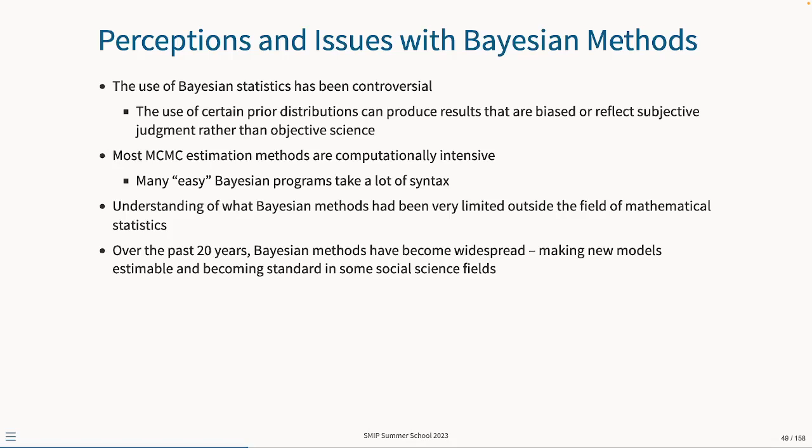So every iteration we are sampling 3,120 parameters, right? That's very computationally intense. And not only that, many of the easy Bayesian programs, so if you're not rolling your own Bayesian, like if you're not building your own from scratch, like you use Stan, right? Stan takes a lot of syntax. You have to phrase a model, you have to phrase the parameters, you have to phrase the priors, you have to phrase the data. So it takes a long time to build the syntax as well, too.